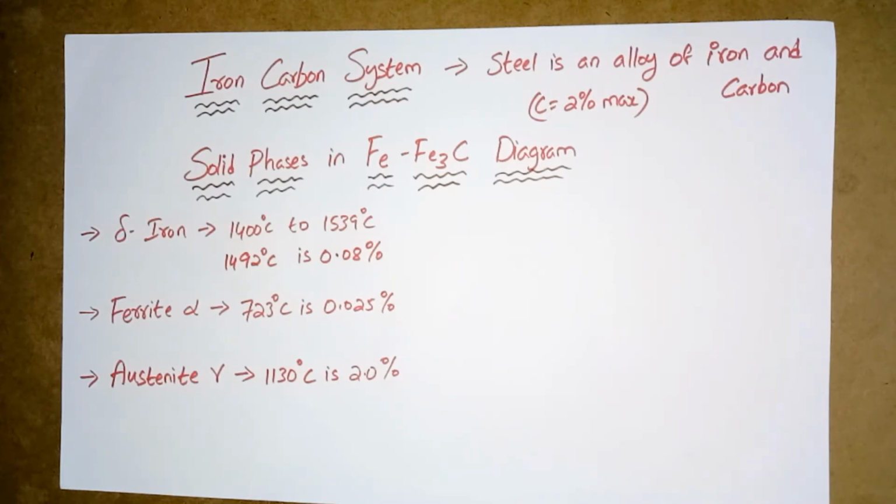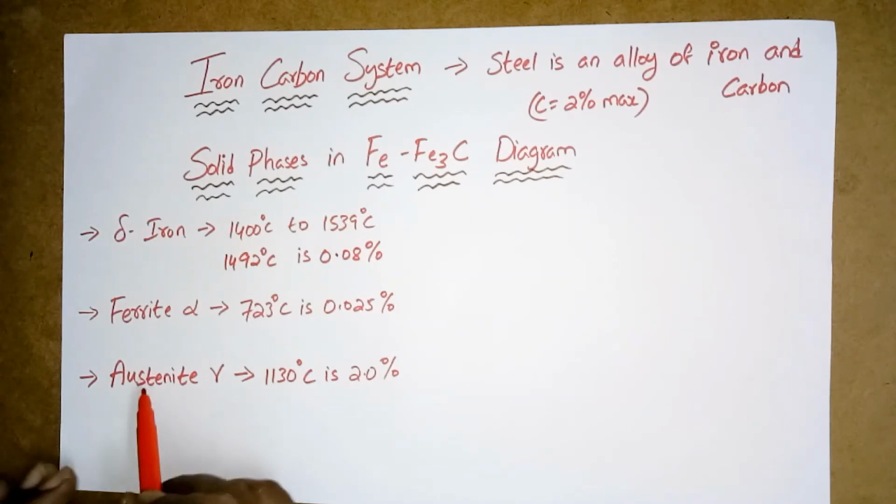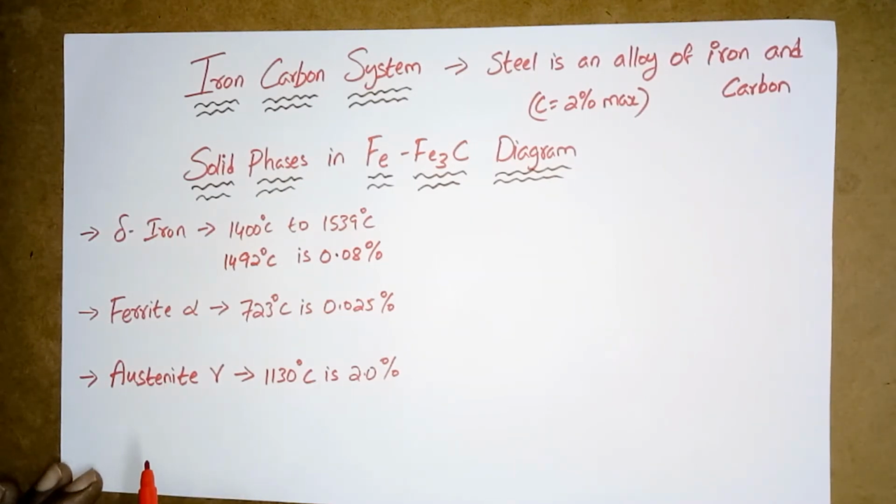Because the FCC structure has more interstitial positions, the solid solubility of carbon in austenite is much higher than that of ferrite. It is non-magnetic, soft and ductile, but stronger than ferrite. It has good formability.